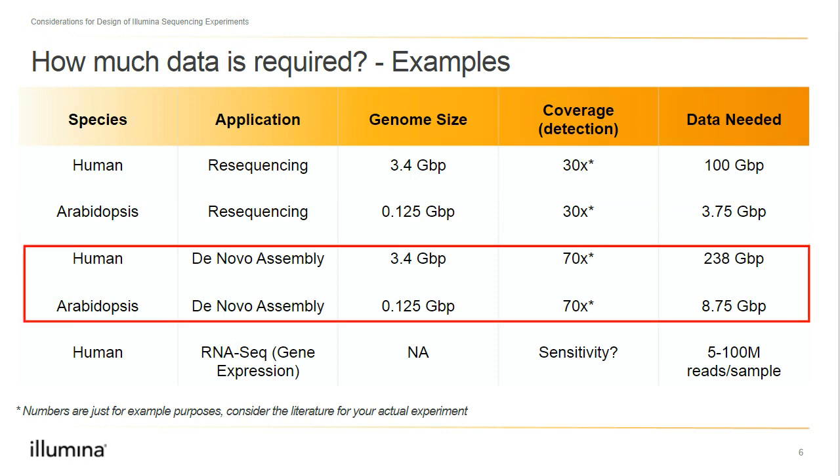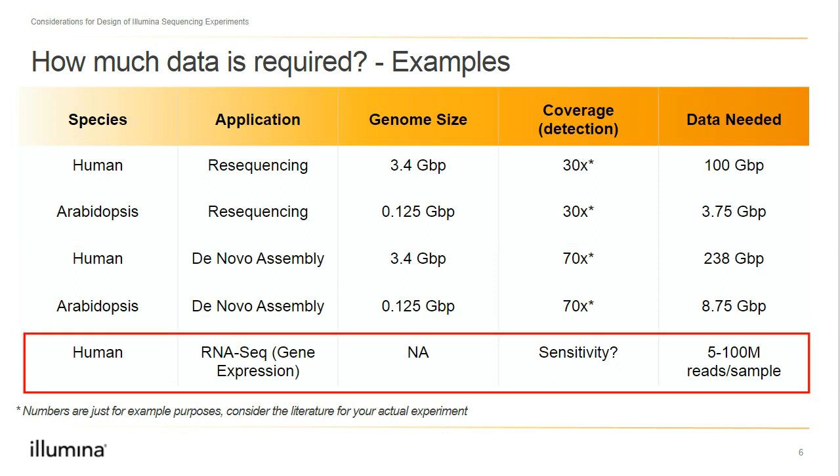Now let's consider a different application, but use the same two species as before. In this case, for a de novo assembly, we'll want to increase the coverage to somewhere around 70x. By doing so, we definitely will need more data than we did for the resequencing experiment. Of course, there's a big gap between the species, but really we want to take note of the increase of data needed by changing the application from the previous one to a de novo assembly here.